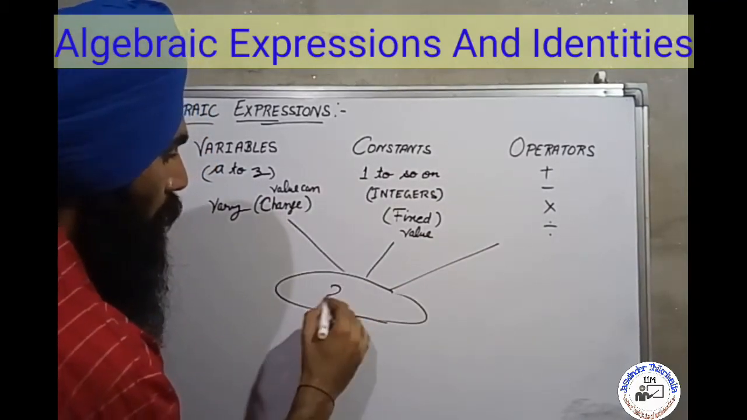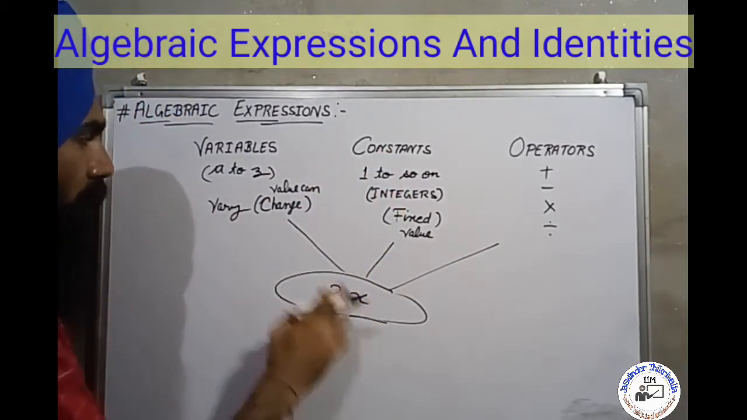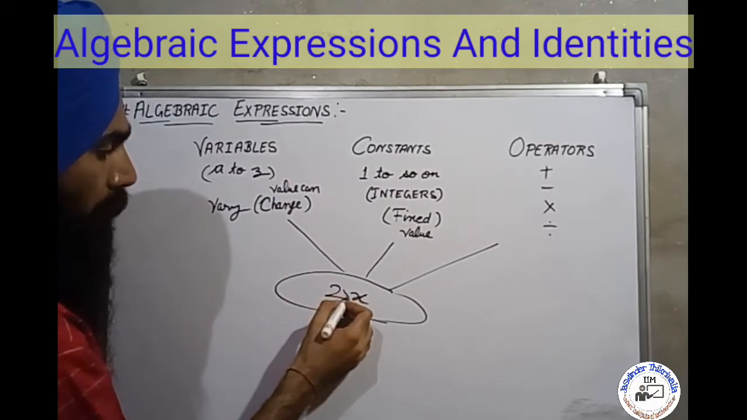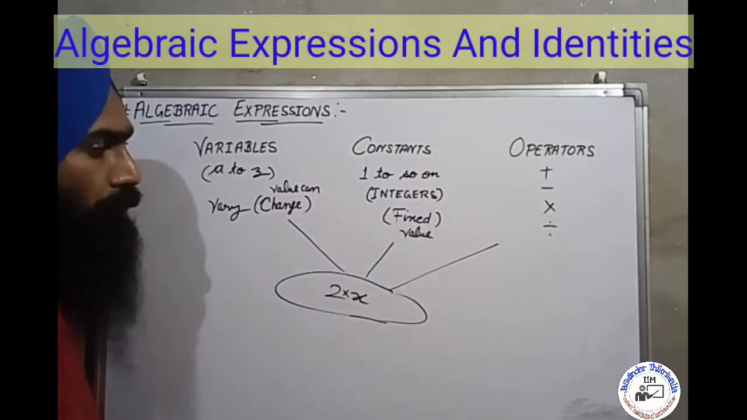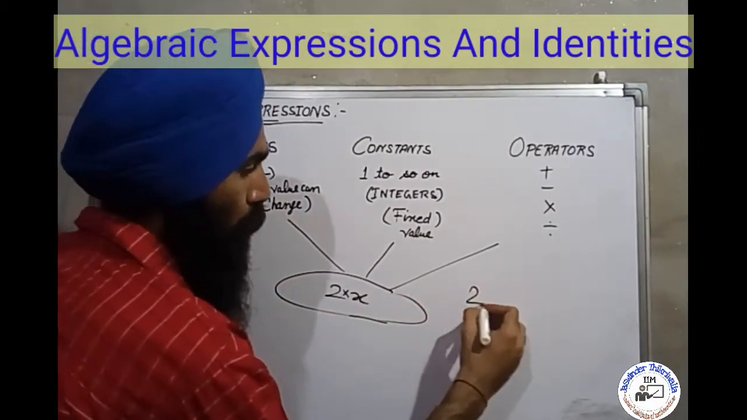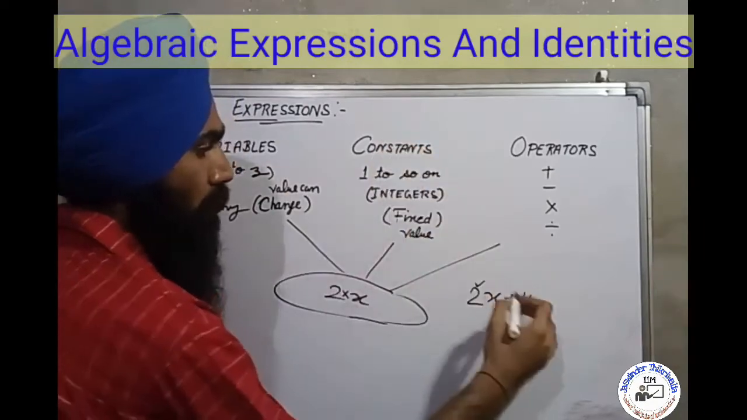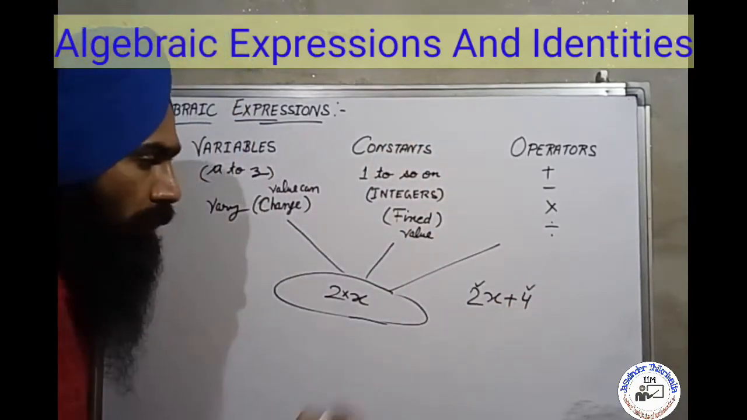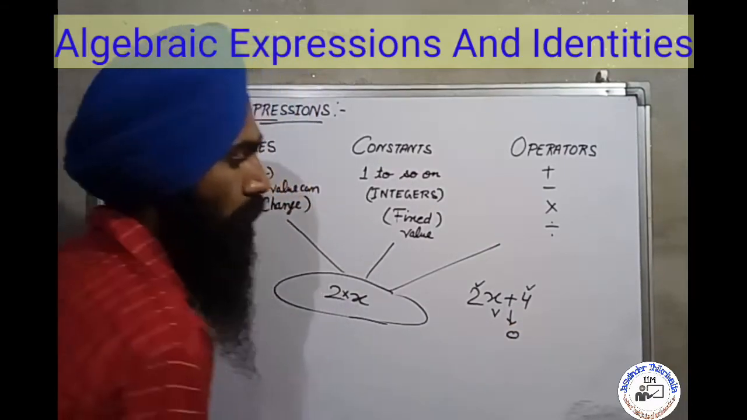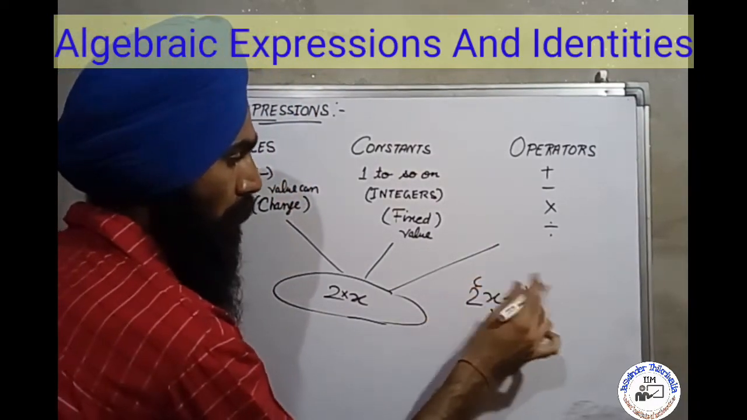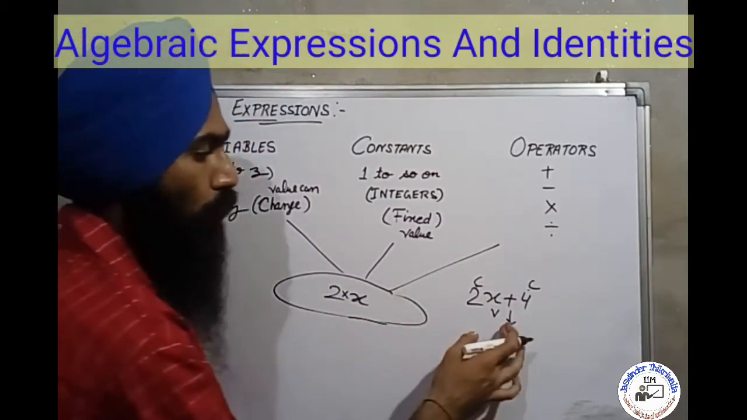For example, 2x. 2 is constant, x is variable, and the operator is multiplication. So it is a combination of these three. Take one more example, 2x plus 4. In this, 2 is constant, 4 is also constant, x is variable, and plus is the operator. Here C means constant, V means variable, O means operator.